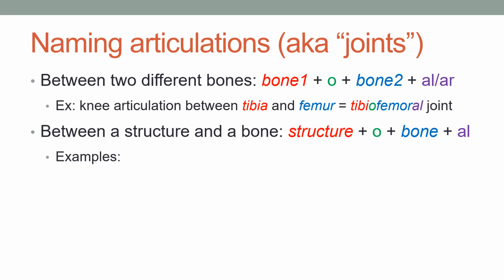Okay, so the second form, which is not nearly as common, is the structure-bone formula. This is a case where the bone in question doesn't form a joint with the whole other bone. It forms a joint with a small structure. So, for example, the glenoid fossa or cavity of the scapula forms a joint with the humerus.